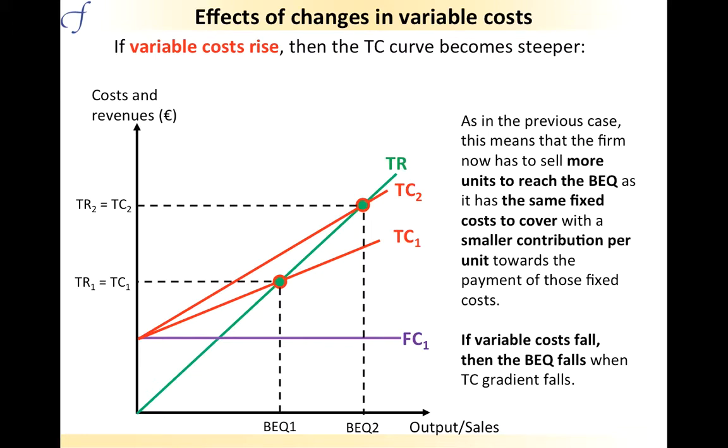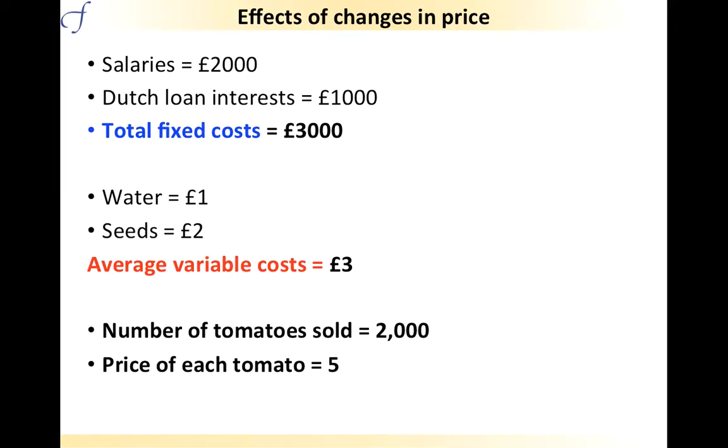In general, when variable costs increase, that means that the gradient for the total cost curve will increase. And when the variable costs decrease, that means that the gradient of the total cost curve will decrease. And that's all. There's no other curve changing in this case. We're going to conclude by looking at changes in price.